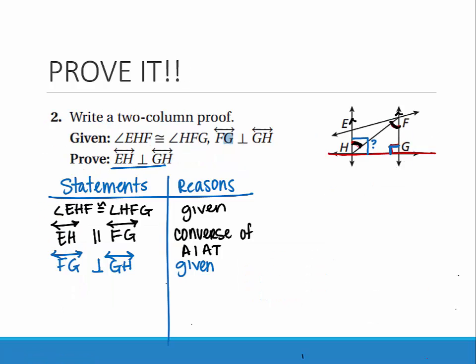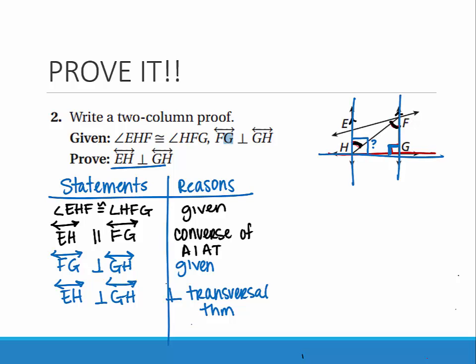We know from this that EH has to be perpendicular to GH based on the perpendicular transversal theorem. That if these two lines are parallel and this one is perpendicular down here, then that means that this one is also perpendicular over here.